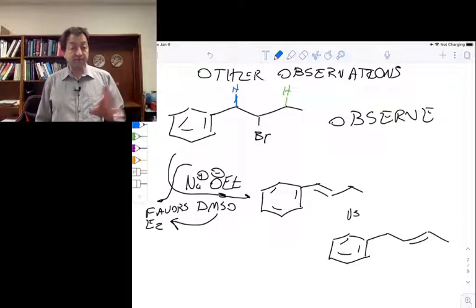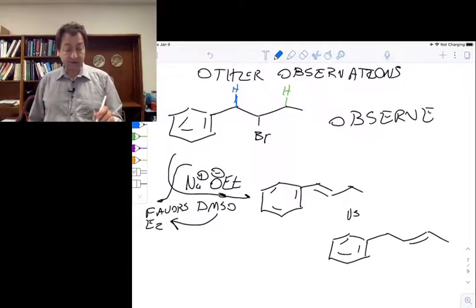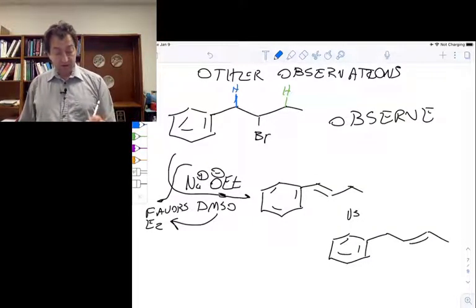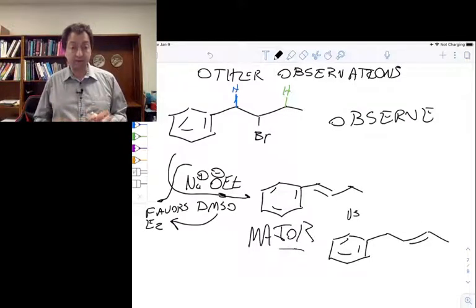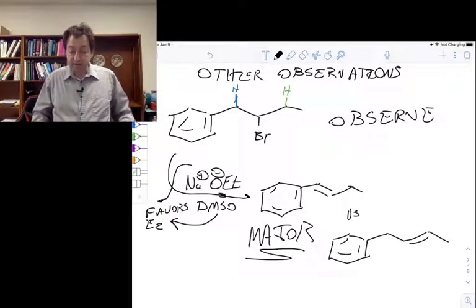what we observe in this particular reaction is that the pathway that leads to the removal of the blue proton is by far the major. That's the major product. Well, why? What's our explanation for that observation? Why do we see that as the major?